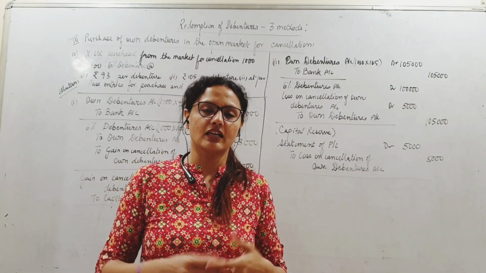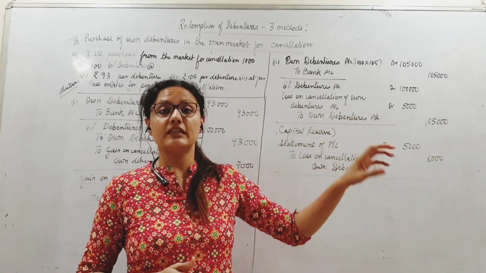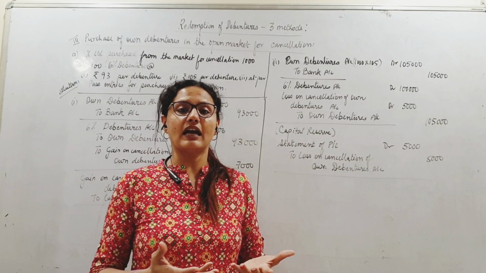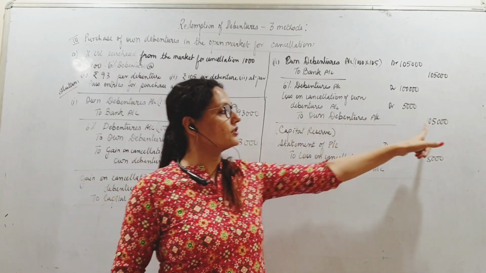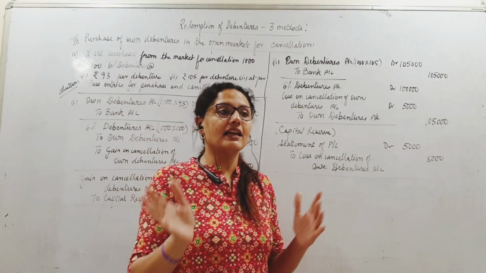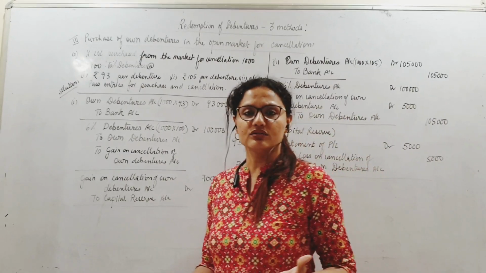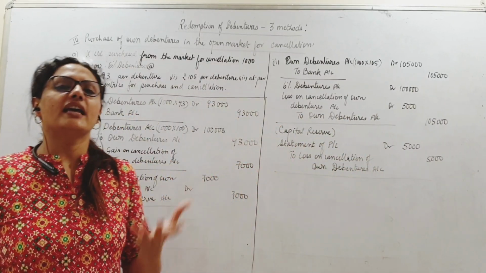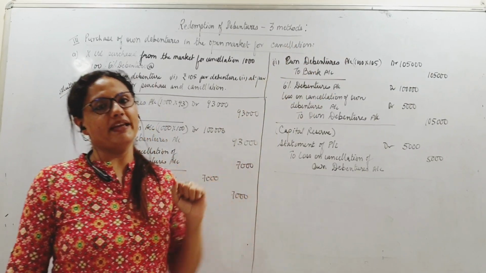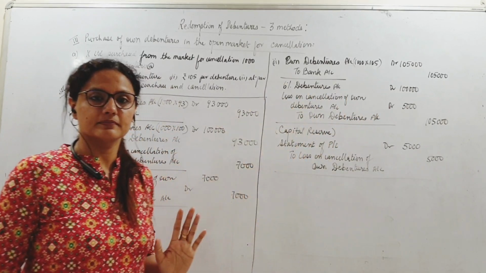Cancellation again. Debentures I have to debit: 6% debentures 1 lakh, nominal value. And I always have to credit my own debentures at the purchase price. Now you compare. Asset of 1,05,000 went. Liability finished was only 1 lakh. A loss of 5,000 has occurred. So any loss will be debited. So we debit loss on cancellation of debentures, 5,000.